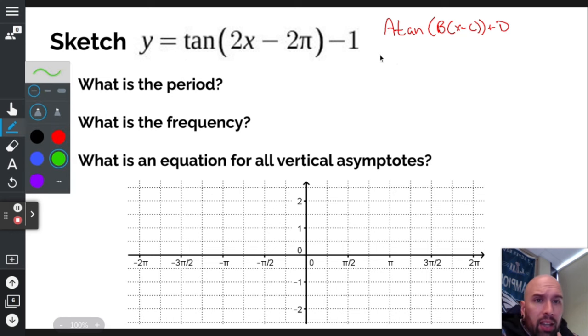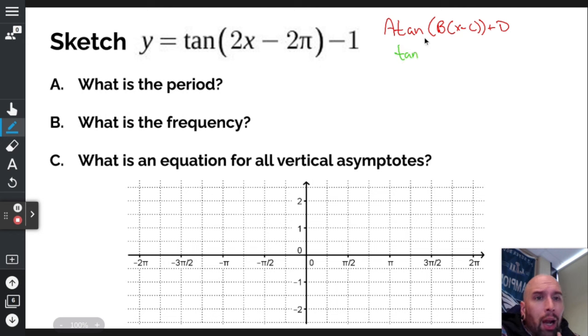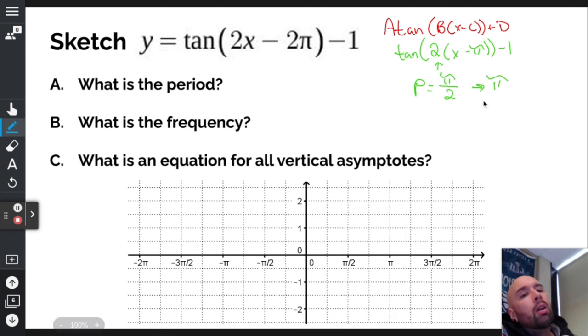If I rewrite this and factor out a 2, I have 2 times (x minus pi), minus 1. Now normally, the way you find the period is you do 2 pi over 2. Now it's regular pi over 2 instead of 2 pi over 2. So my period is now pi over 2. This is going to shift to the right pi and shift down negative 1.